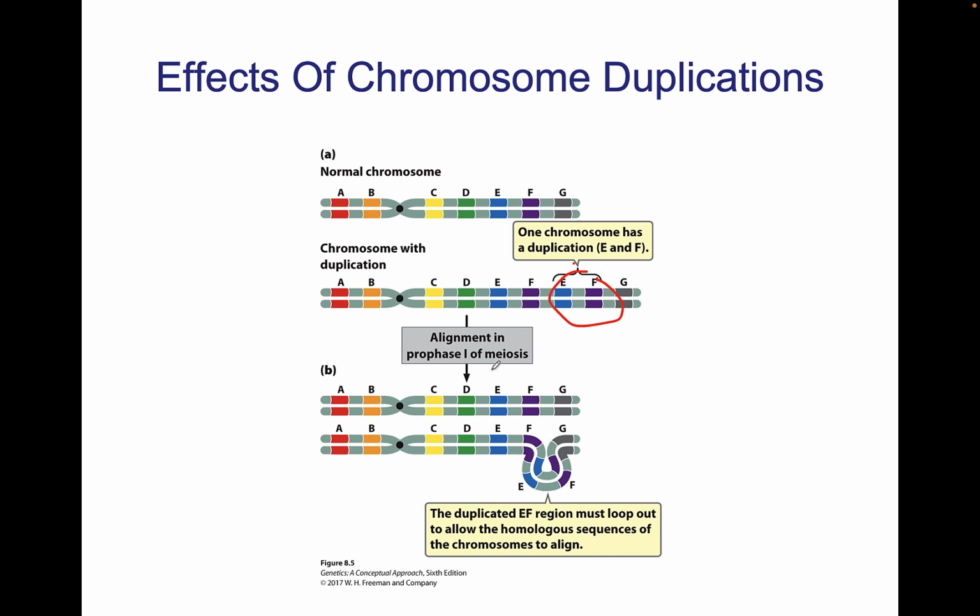What can potentially happen is that the duplicated region needs to loop out to allow the homologous sequences of the chromosomes to align. If it's not looped out and removed, you're going to have misalignment of the homologous chromosomes, which is very important in meiosis when it's undergoing crossing over.